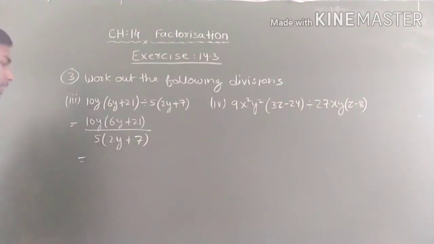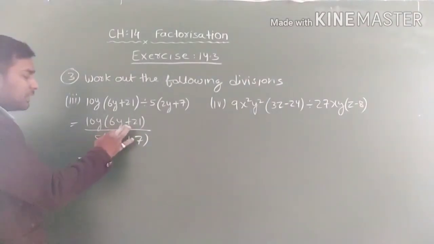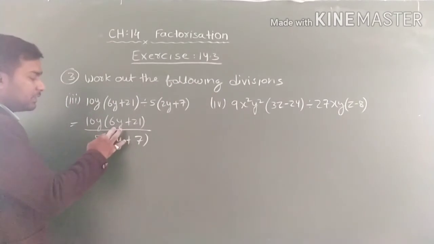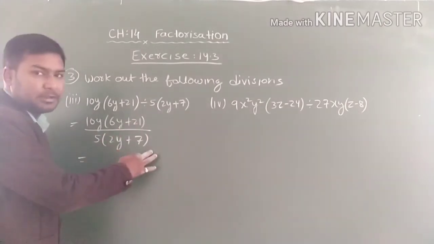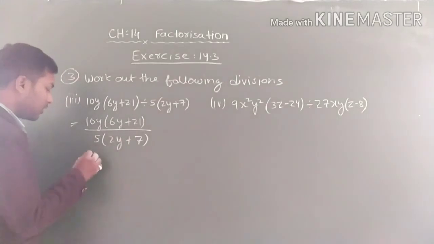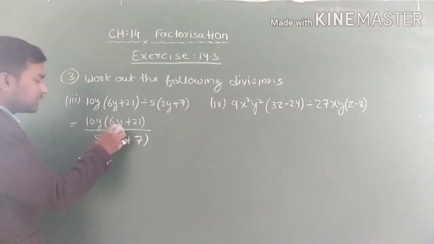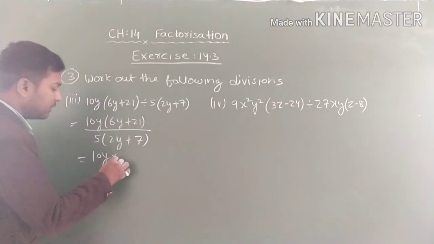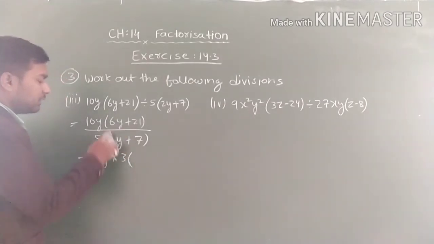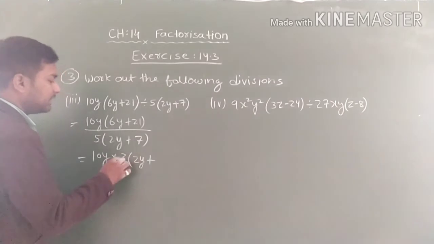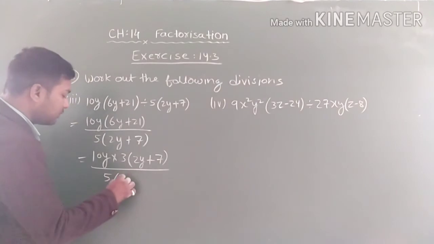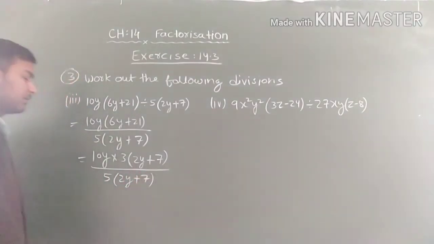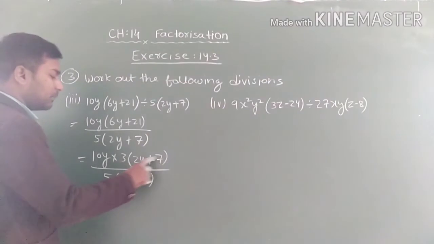Now see here, it's 6y plus 21. If we take common 3 here, what is that? 3 times 6, 2y plus 3 sevens are 21. So 3(2y plus 7), and this is 2y plus 7. So it will be cancelled out. So just take common. So 10y and 6y plus 21. So 3 is common. Okay. So what is that? 3 times 2y plus 3 sevens are 21. Okay. It is divided by 5(2y plus 7). Okay. Now 2y plus 7 and 2y plus 7 cancel out.